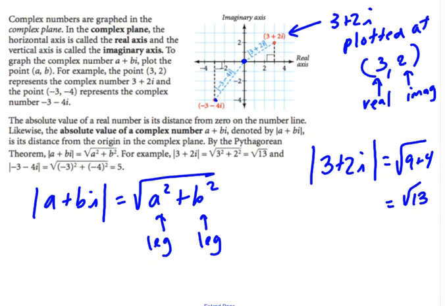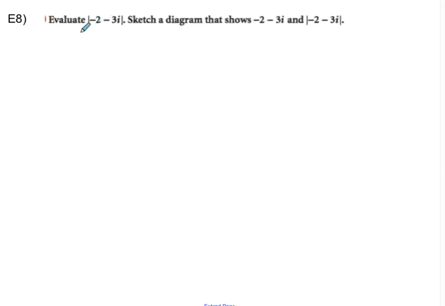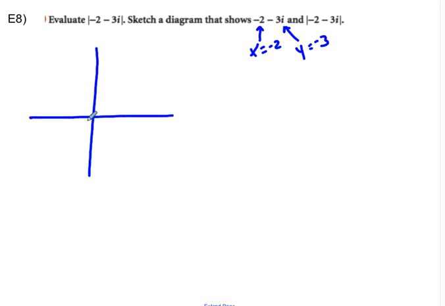So let's go ahead and keep moving forward. All right, you're asked to evaluate the absolute value of negative 2 minus 3i, and you're asked to sketch a diagram that shows these. So remember, my x-coordinate is going to be negative 2, right, on the x-axis, and my y-coordinate is going to be negative 3. So if I were to sketch this, and I'm going to do a terrible job, but we'll survive. This is the point, right? This is the point that represents negative 2 minus 3i, right? That's that point.